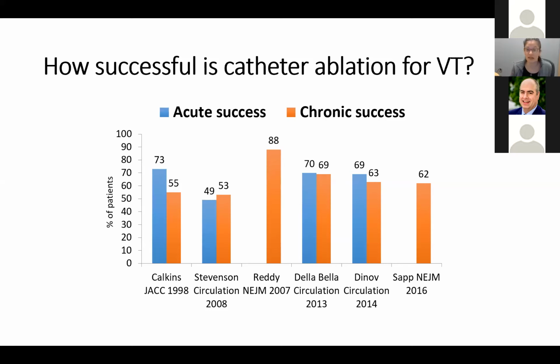So I wanted to use that as a segue into talking about how successful we are at catheter ablation for VT overall. If we look back at published series, mainly in ischemic cardiomyopathy, we see that our success rates are not perfect. We're sometimes as low as 50% to 75% successful at controlling VT in the long run.